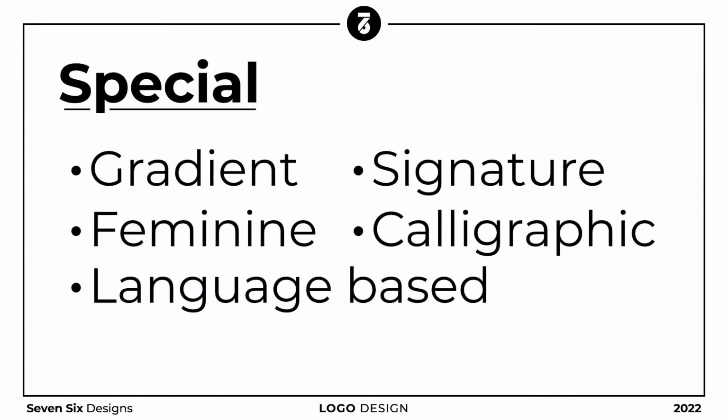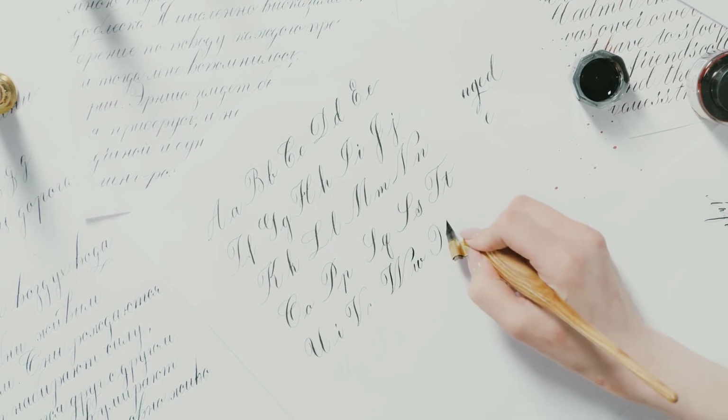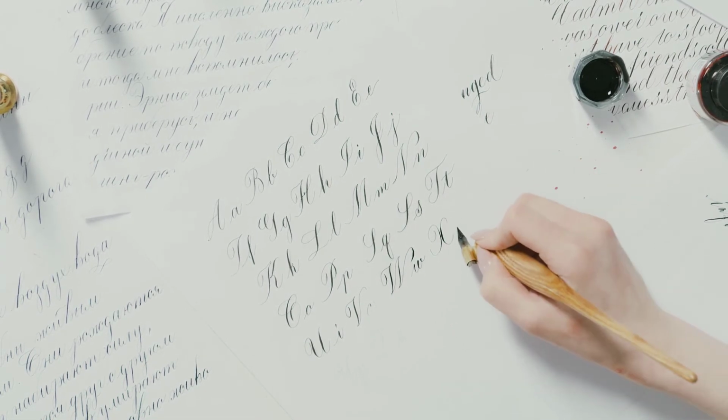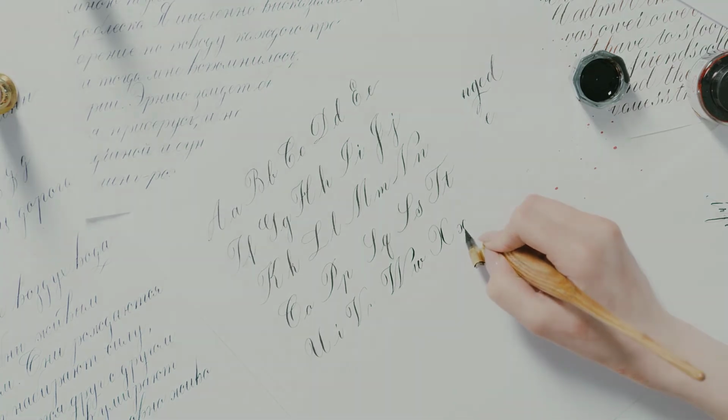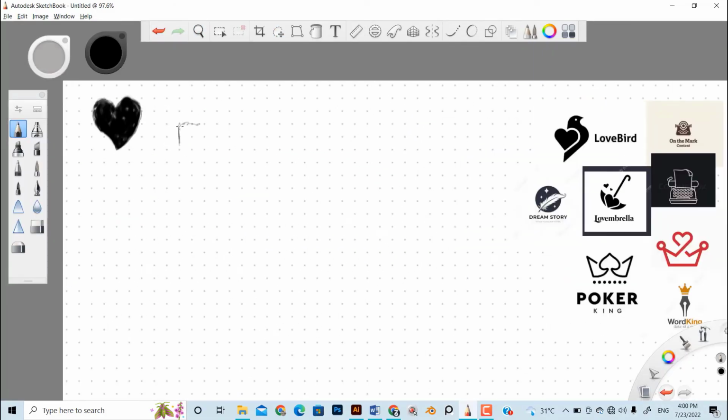Nowadays, people, while following different trends, use a different range of logos, which we consider special types of logos. They somehow belong to any of the 7 categories, but have some modifications or fun. These include gradient logos, signature logos, feminine logos, calligraphic logos, logos with different languages like Urdu or Arabic or Hindi, and graffiti logos.